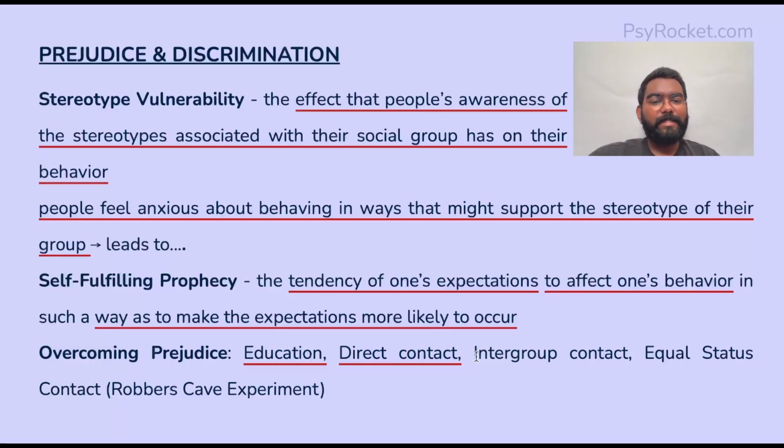Then there is intergroup contact, which is something similar to direct contact, but in intergroup contact both your in-group and your out-group will merge, so that the interaction will happen, which will reveal that certain prejudices you have towards those groups are not real. Then there is equal status contact. This is a very interesting one. Please refer to Robber's Cave experiment to understand it better.